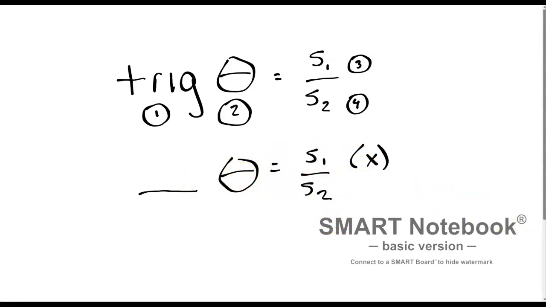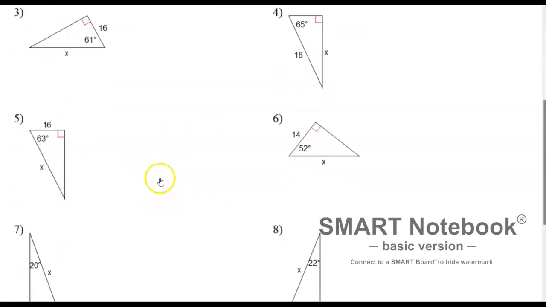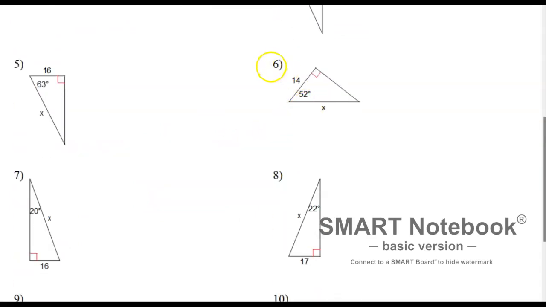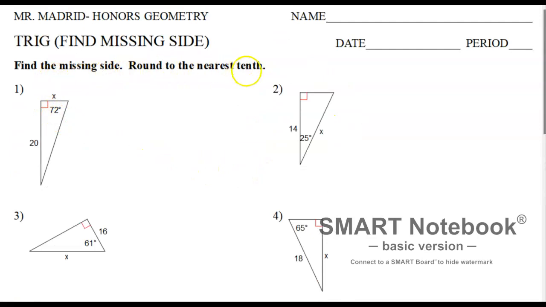The cool thing is we're going to use a calculator on this, so let's go ahead and get straight into it. Now I'll just pick a random problem. This one looks good, number 6. So look how easy this is as long as you go slow. Based on the information I'm given, there's theta, and I have 2 sides given, which is good. Find the missing side, round to the nearest tenth.